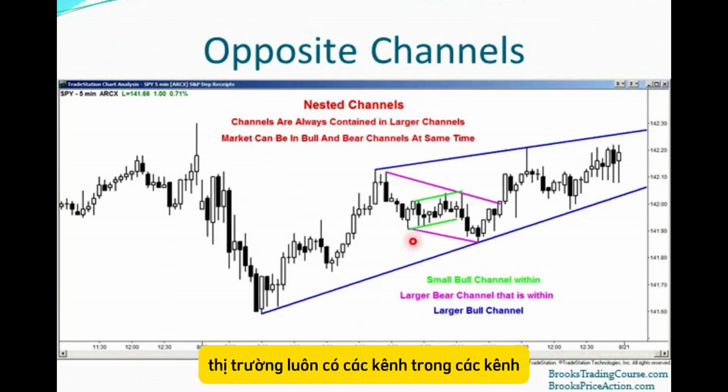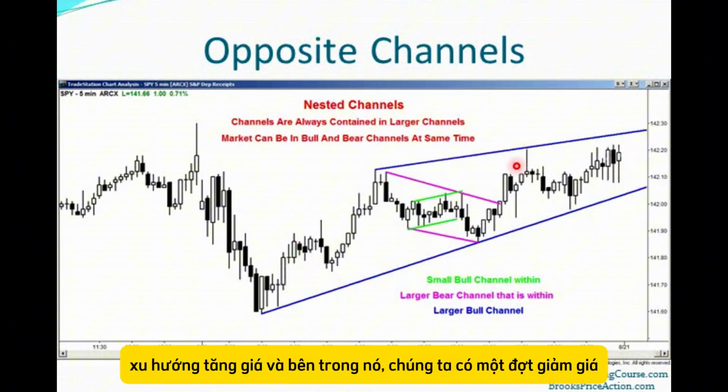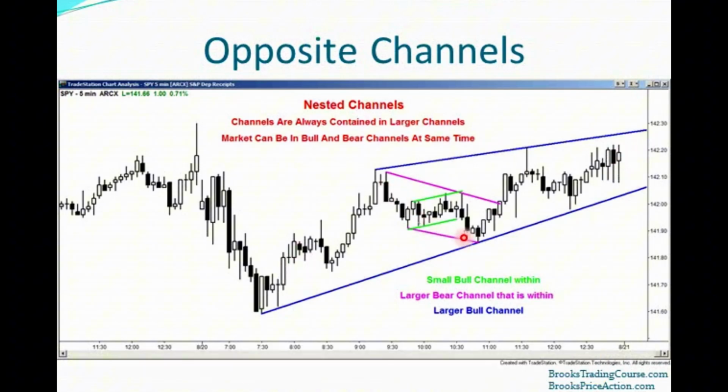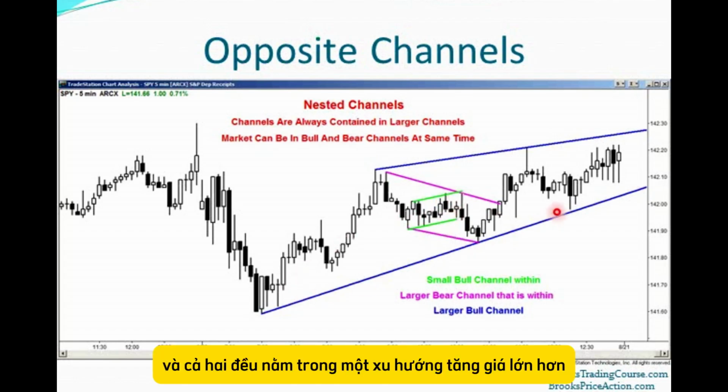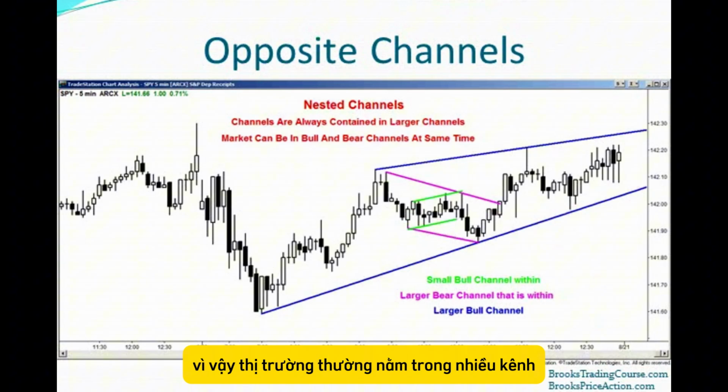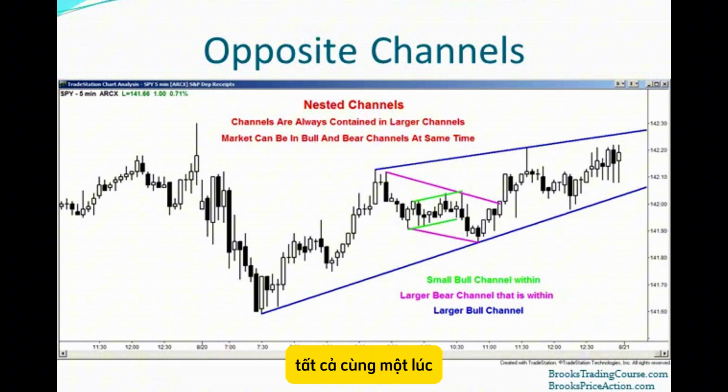The market always has channels within channels and channels in opposite directions. We have a large bull channel, bull trend, and within it we have a pullback. And a pullback is a bear trend, and in this case the bear trend is in the form of a channel. Within that bear trend there is a rally, and that rally was contained within a channel. So within the bear trend there's a bull trend, and both are within a larger bull trend. So the market is usually within many channels all at the same time.